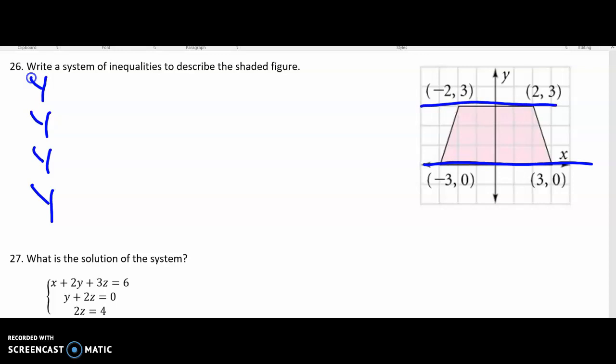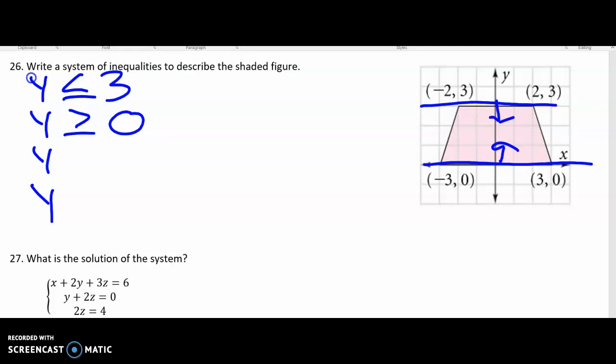The top one, we look at the y-coordinates. The top one happens at 3. The bottom one happens at 0. Now I got to look at the shading. If I look at the top, it looks like the shading is below. So I'm going to use less than, and they're all solid lines, so I have or equal to. If I look at the bottom, shading is above that line, so therefore greater than or equal to.